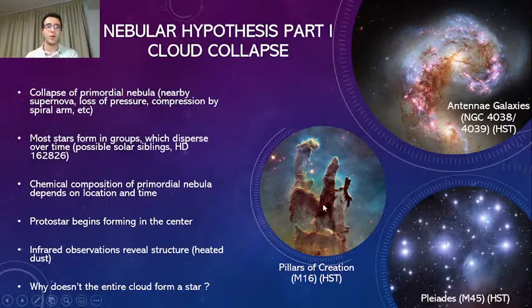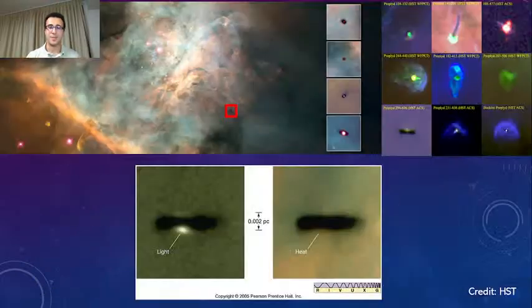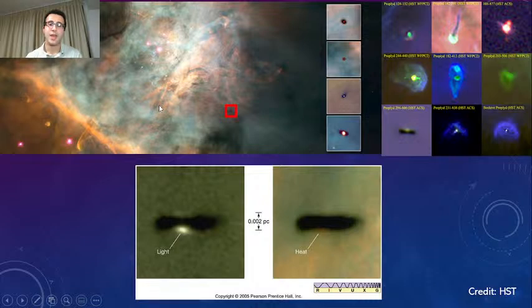Now, a question for you is why doesn't the entire cloud form a star? I'll get to that in a minute. But before I do that, here is the Orion Nebula. Inside of this, if you see this little square, we have it zoomed in at the bottom, you can see some light escaping. That is actually the protostar in the middle of this disk, and you can see there is a lot of dust around it, and that dust would be that initial collapsed cloud.